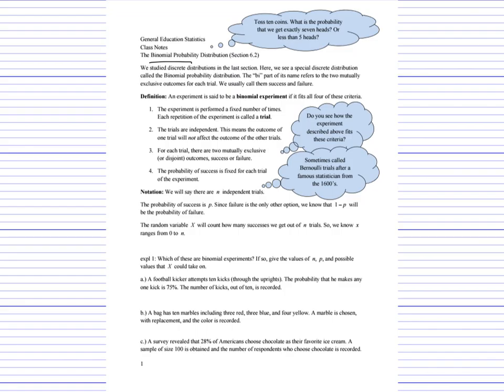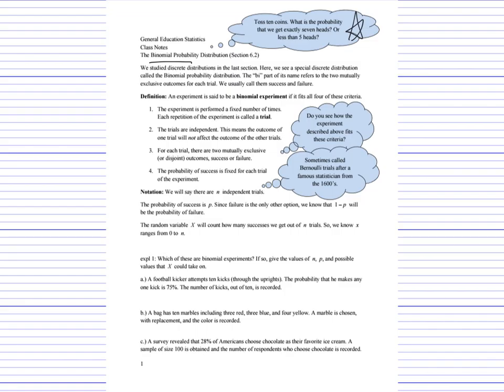Think about this. Toss 10 coins. This is my thought bubble. What's the probability that we get exactly 7 heads, or maybe less than 5 heads, or anything, right? What's the probability I get between 4 and 8 heads? Those are the kinds of questions that we're going to answer here.